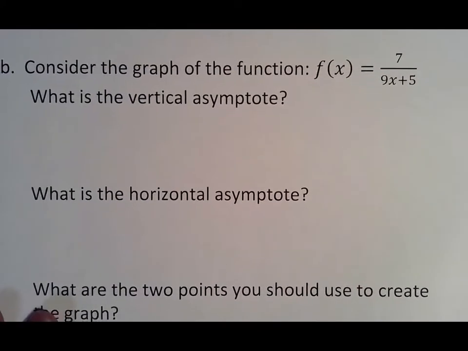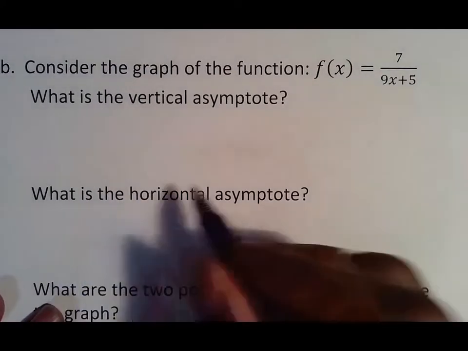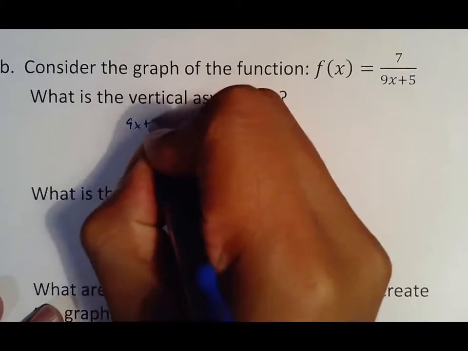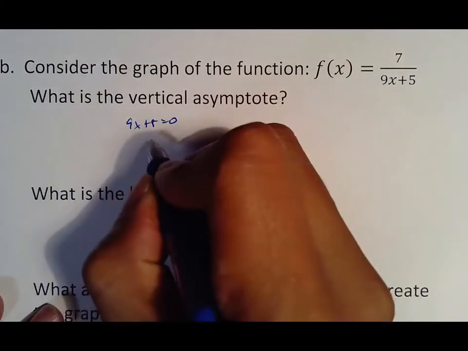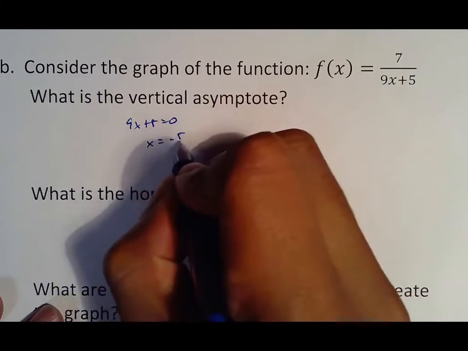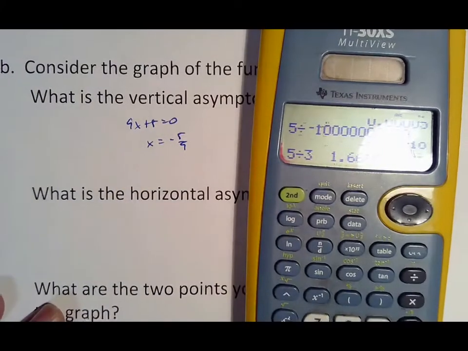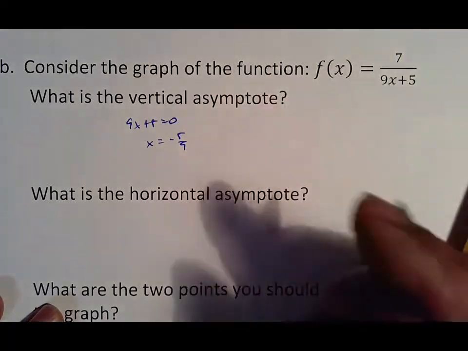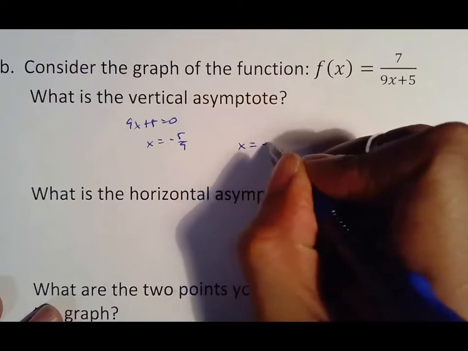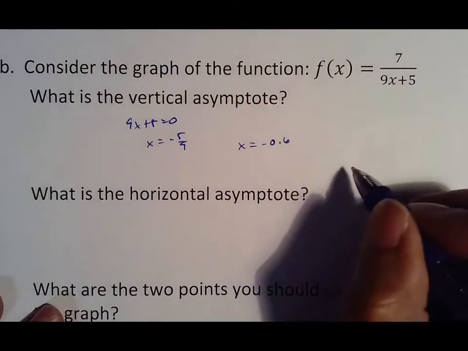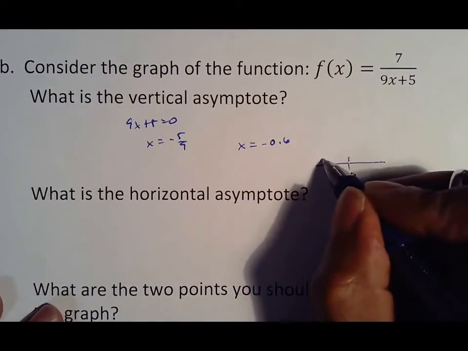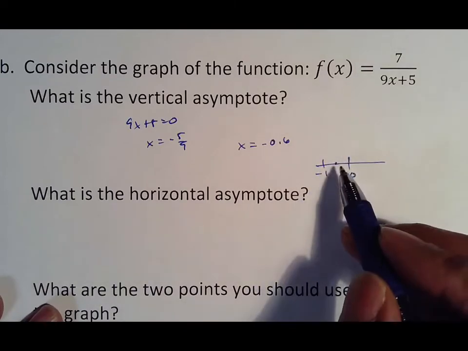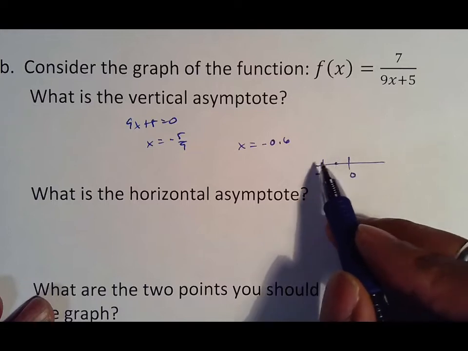Same thing, what's the vertical asymptote? This time, remember your vertical asymptote is x equals, so you're going to base it off of x. 9x plus 5 equals 0, so x is negative 5 over 9, which as a decimal is negative 0.6. And again, based off of a number line, 0, negative 1, negative 0.6 is somewhere around there. So the 2 numbers I'm going to be looking at are 0 and negative 1.